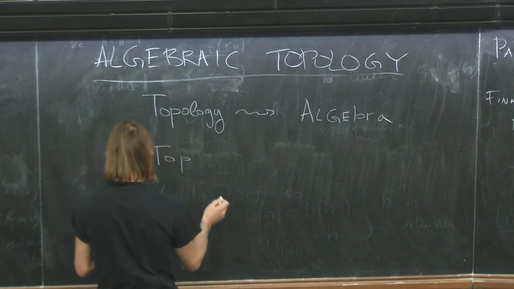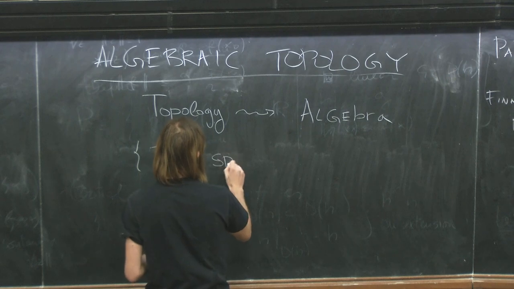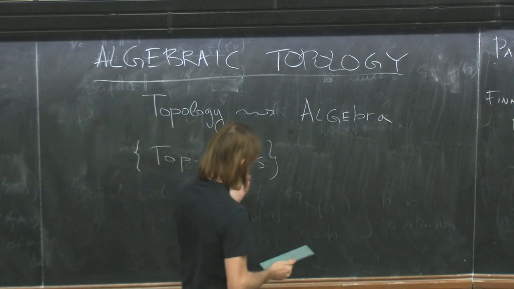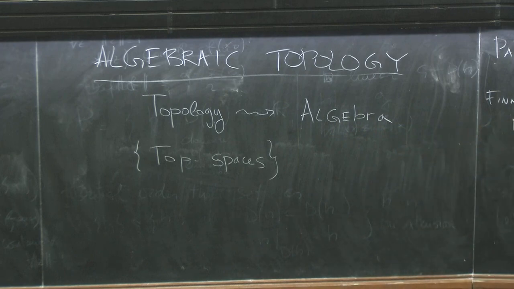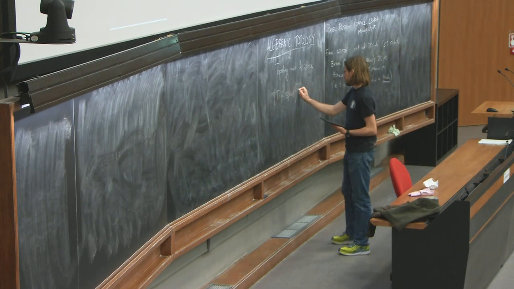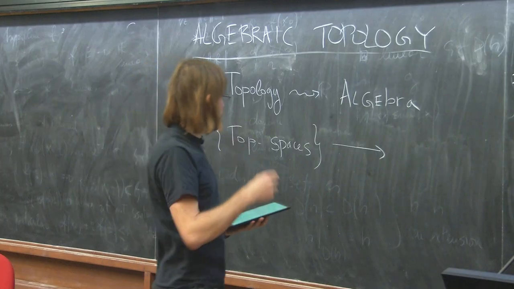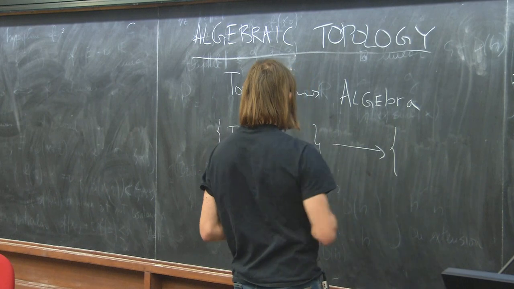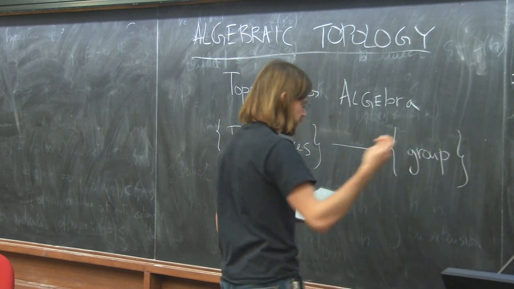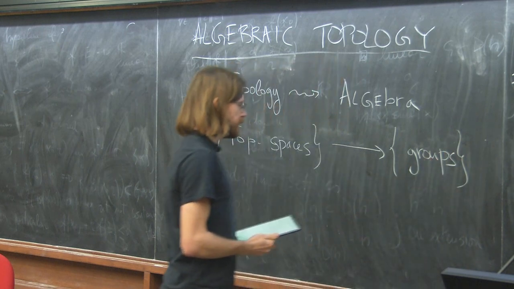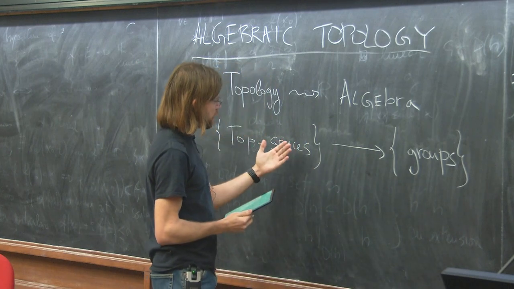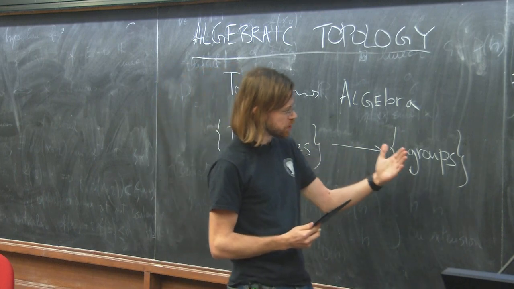We consider the collection of all possible topological spaces. As you know from your general topology course, a topological space is a set equipped with a topology, namely some collection of open sets satisfying certain axioms. Many questions of algebraic topology are concerned with associating to each topological space some algebraic object, in particular a group. So one can ask about constructing a map from the collection of all topological spaces to the collection of all groups.